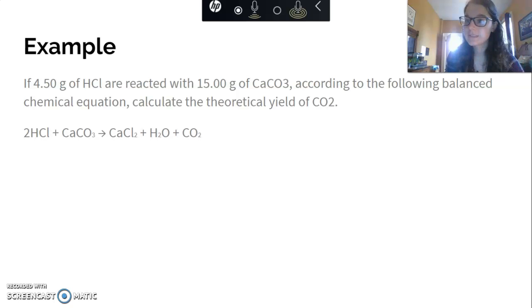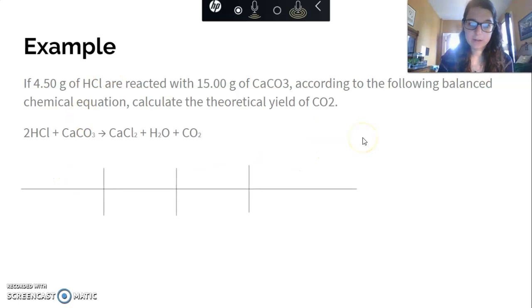So you can figure out your theoretical yield of CO2. Basically, we're going to have to figure out how much CO2 we would get if we reacted all the HCl, and how much CO2 we would get if we reacted all of the calcium carbonate. Then we're going to compare those answers, and the lower of the two is going to be our theoretical yield.